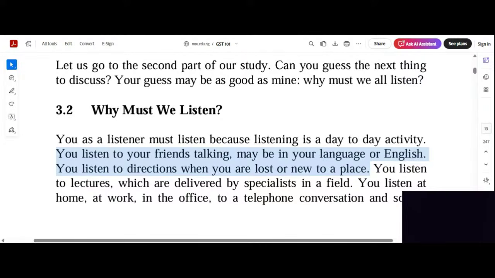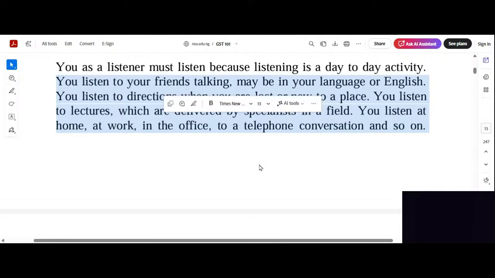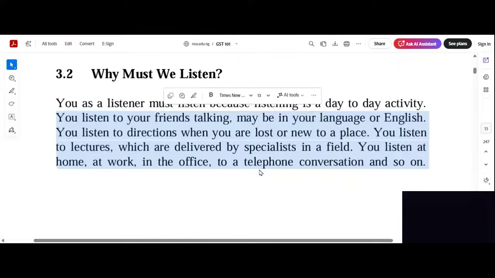So that is something that can happen any day. You can find yourself in a new place any day. So that is why we say listening is a day-to-day activity. You also listen to lectures, like what we are doing now, which are delivered by specialists in the field. You listen at home, at work, in the office, to a telephone conversation, and so on and so forth. Any daily activities where you find yourself listening to someone or something qualifies as a reason why you listen.